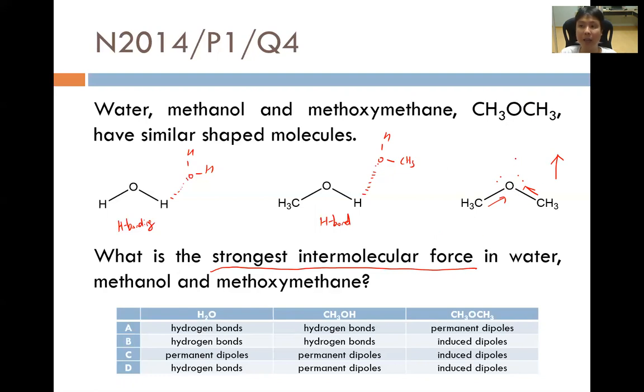And since it has a net dipole moment, the type of interaction between a methoxymethane molecule and another methoxymethane molecule will be PD-PD interactions. Hence, this is PD-PD interactions, this is hydrogen bonds, and this is hydrogen bonds, and the answer would be option A.